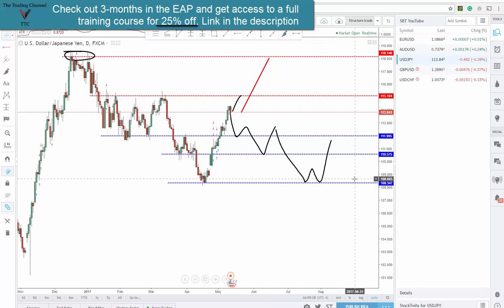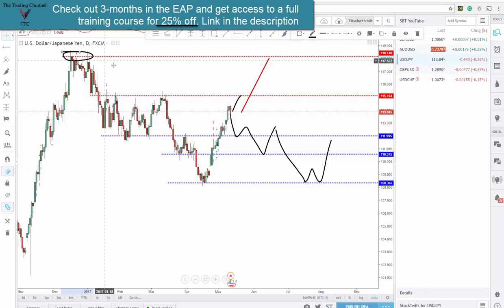So for support, we're looking at the 111.99 zone and 110.57 zone, and if we break through both of those, our lowest zone is going to be around the 108 even handle. For resistance, we're looking at 115.10 and 118.14, or our highest highs over here looking left.